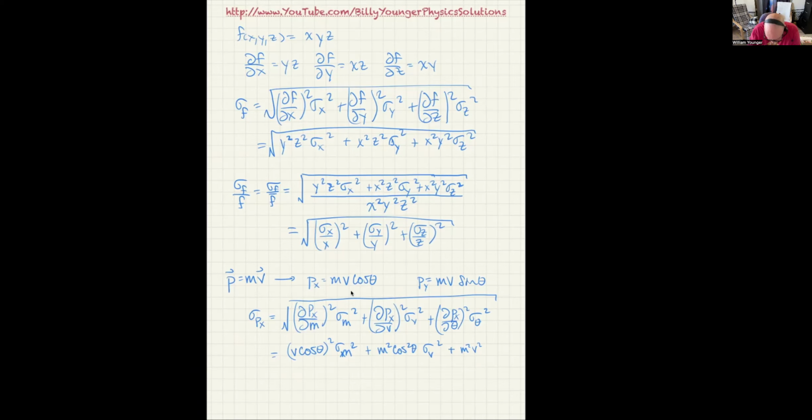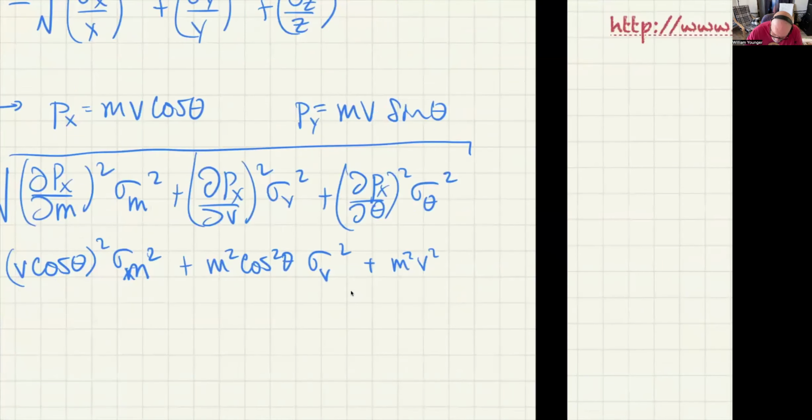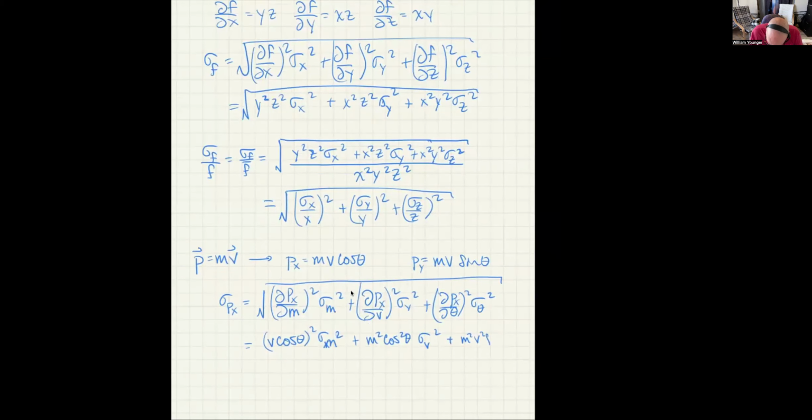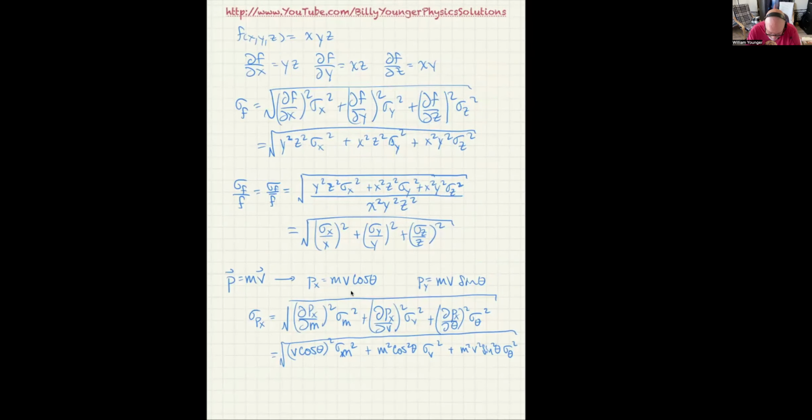So mv cosine theta, when I take the derivative of that with respect to theta, it's just negative mv sine theta. Since we're squaring it, the negative will actually disappear, so I don't have to worry about that. But I do have a sine squared theta times sigma theta squared. So that's the actual formula you get when you're calculating the standard error in the x component of momentum, and that could be a mess.